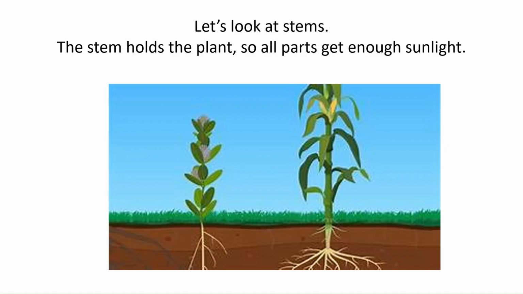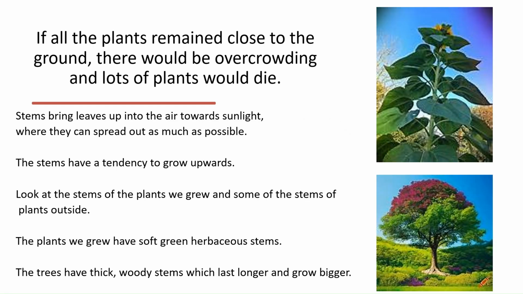Let's look at stems. The stem holds the plant so all parts get enough sunlight. If all the plants remain close to the ground, there would be overcrowding and lots of plants would die. Stems bring leaves up into the air towards sunlight, where they can spread out as much as possible. The stems have a tendency to grow upwards.